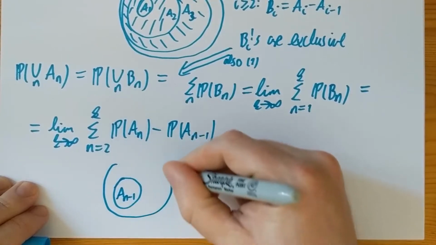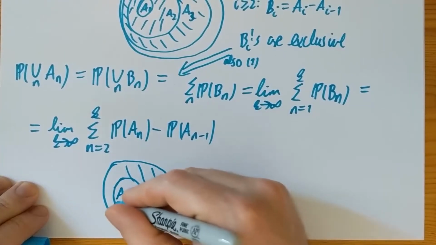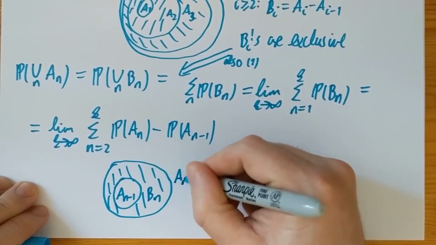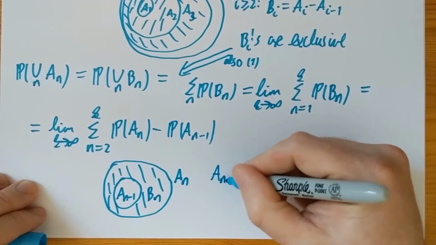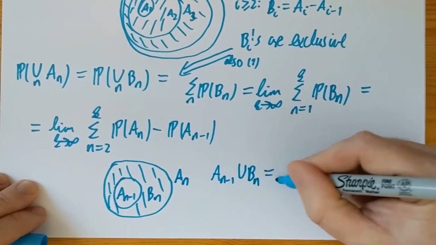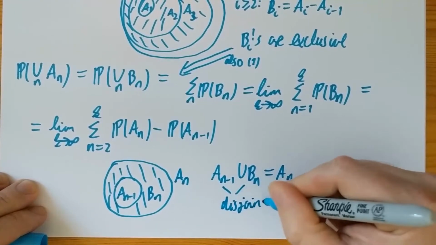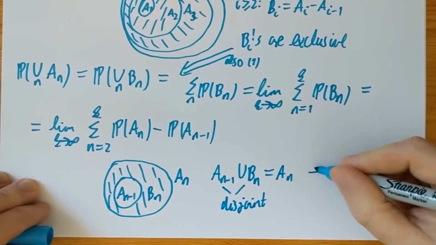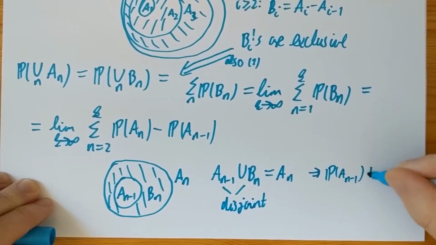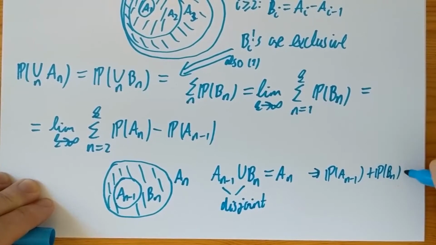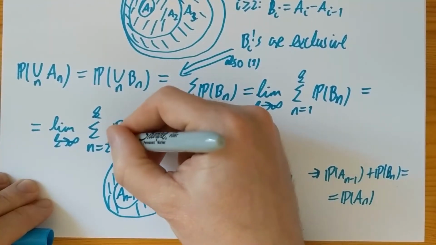The increment to it is bn, and that results in an. And so the union of an minus 1 and bn is an, and these two are also disjoint or exclusive. And this means that the probability of an minus 1 plus the probability of bn is the probability, or measure if you want, of an, and that's what we use here.